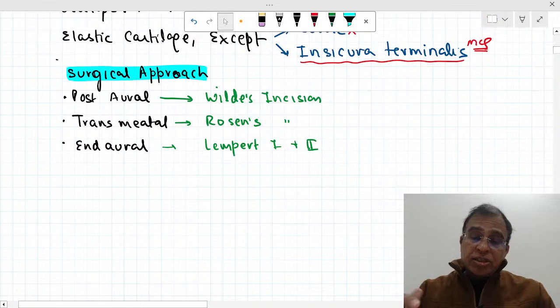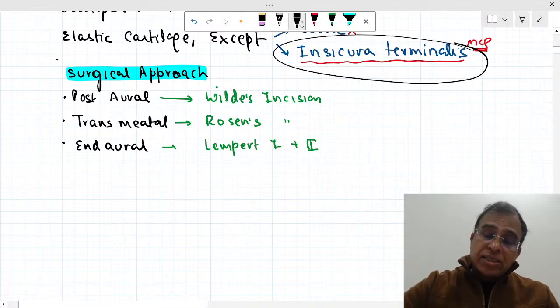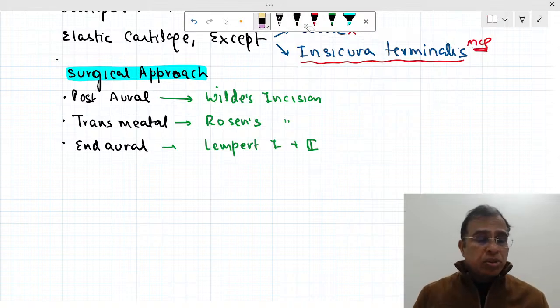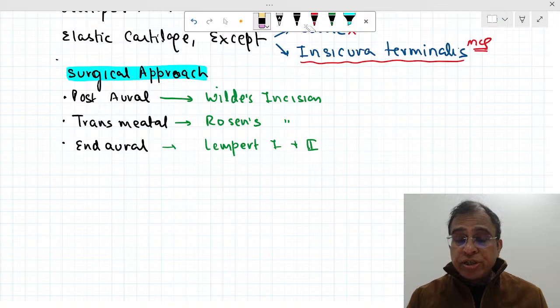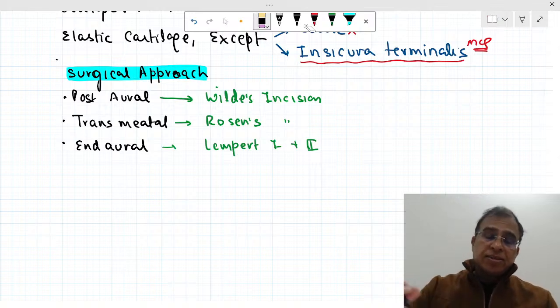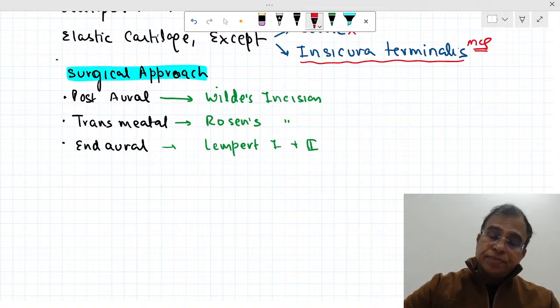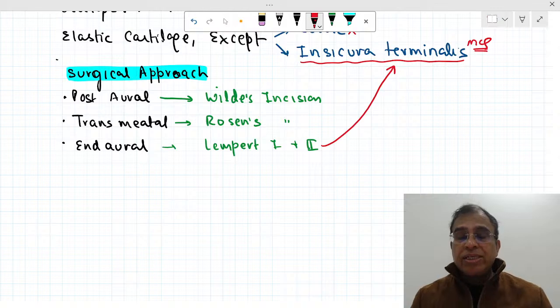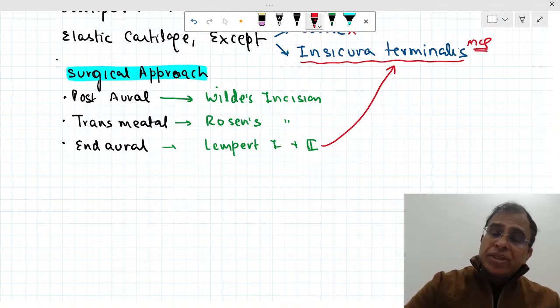Now one of the incisions passes through the incisura terminalis. Can you guess which one? Or do you know which one? Anybody who wants to answer this question? Which of the three routes' incisions passes through the incisura terminalis? And the answer is the last one. Lempert's incision, Lempert's 2 actually, passes through the incisura terminalis. Remember this. But this is not a commonly used incision.